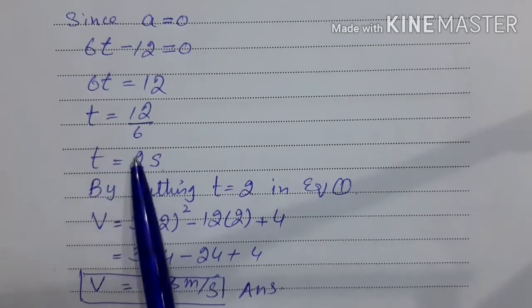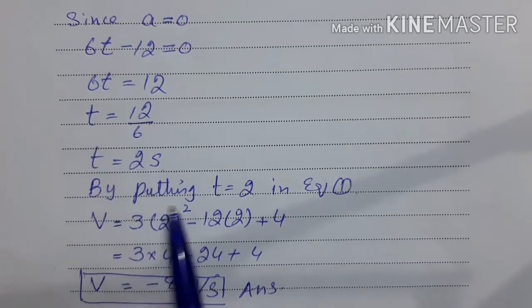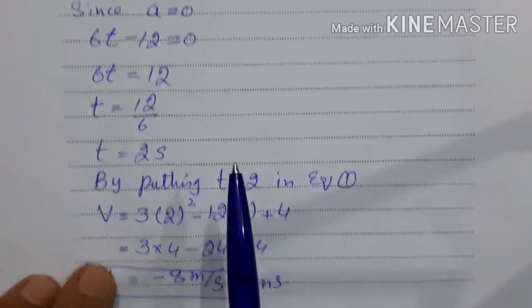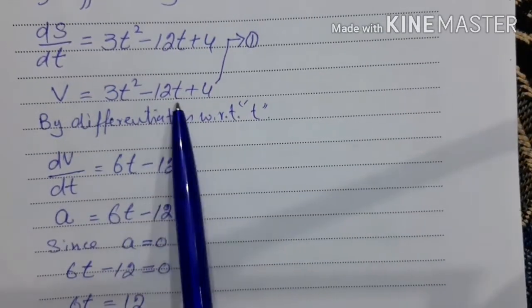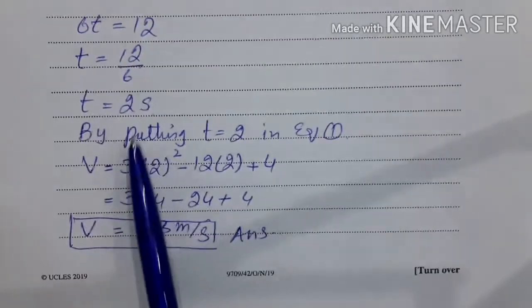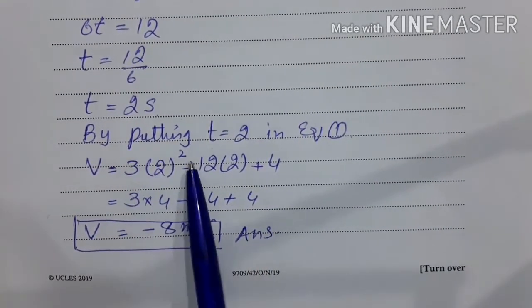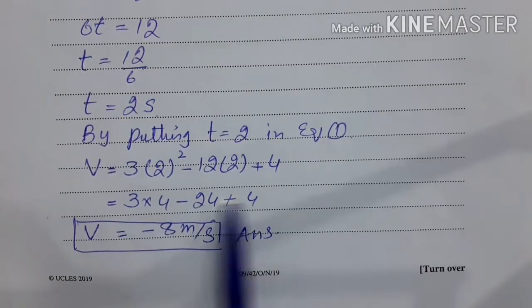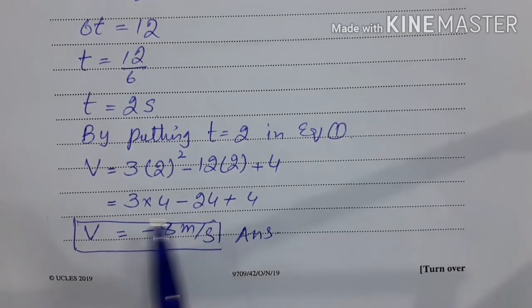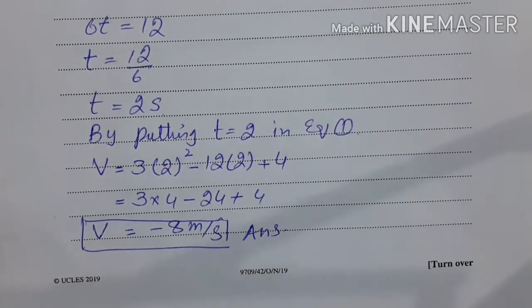So we need to find the velocity at that moment. We put t equal to 2 in equation number 1, the expression for the velocity. By putting the value t equal to 2 in the velocity expression, I get v equal to minus 8 meters per second. This is the answer to question number 1.